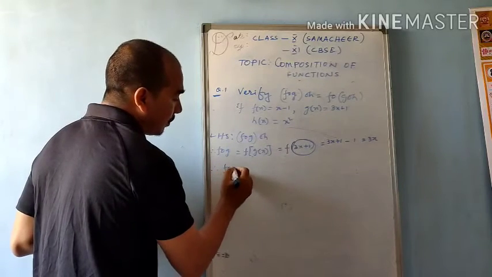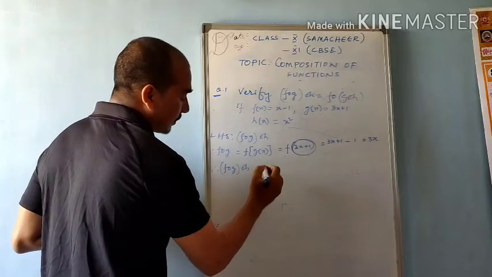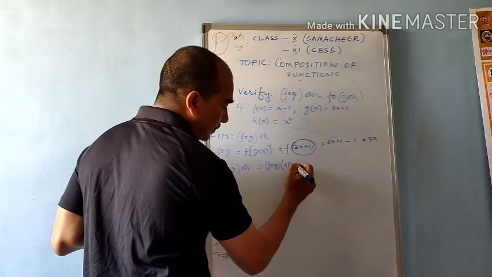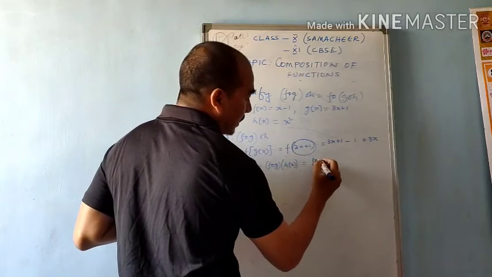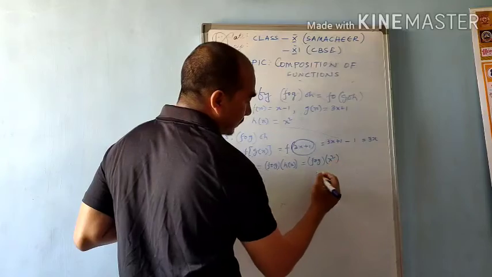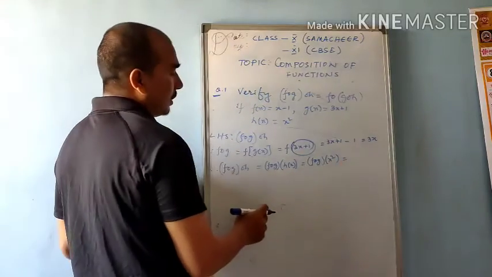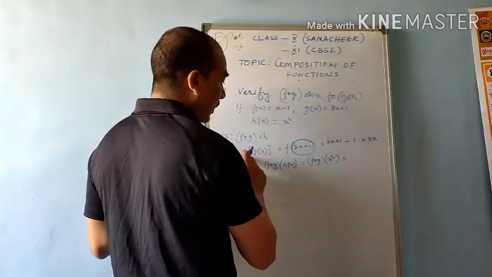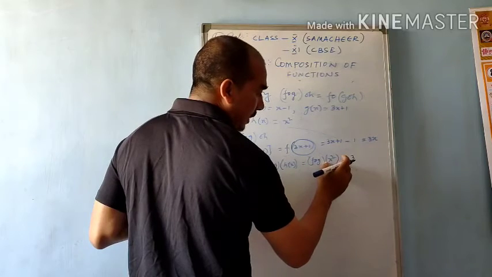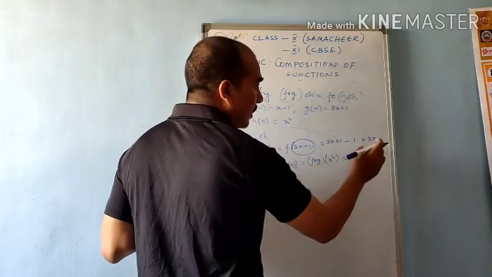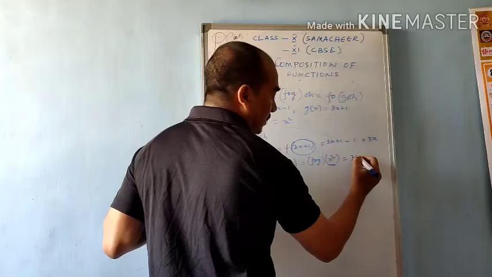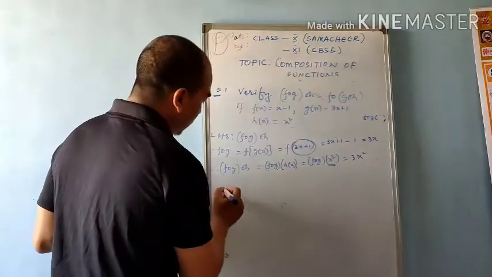Last part, f o g o h we want to find. Here the meaning is f o g, that is 3x. First you write f o g itself, then h of x, how much is it now? h of x is x square. So what is the f o g value here now? f o g of x value is 3x, 3 into x. But what is the x value here now? x square. So 3x square is now the right hand side.